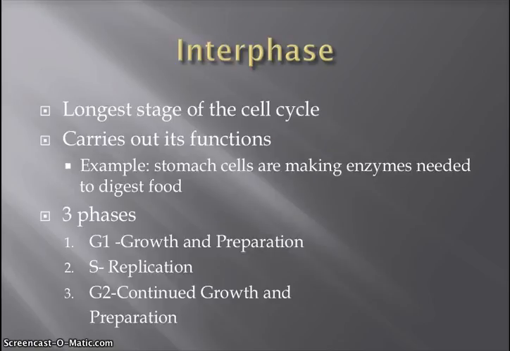Interphase is the longest stage of the cell cycle. It carries out its functions. For example, stomach cells are making enzymes needed to digest food. There are actually 3 phases to interphase. The first one, G1, is called growth and preparation. The second phase of interphase, S, is called replication. And the third phase, called G2, is continued growth and preparation.